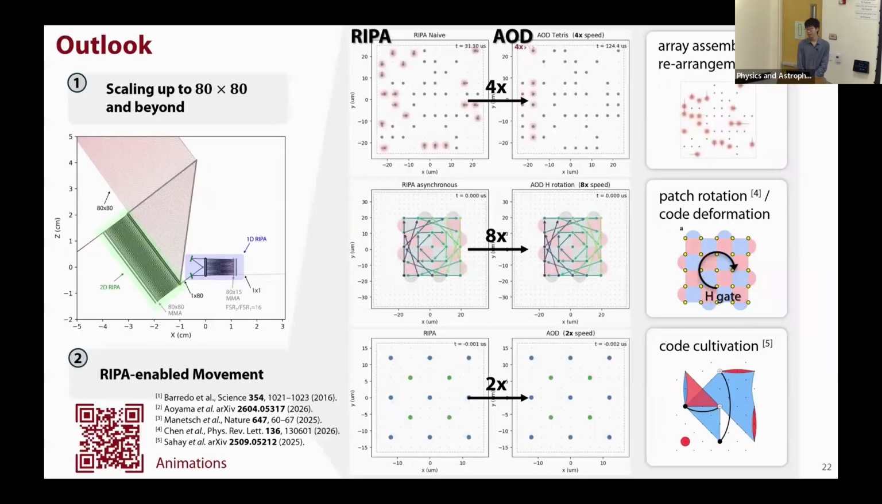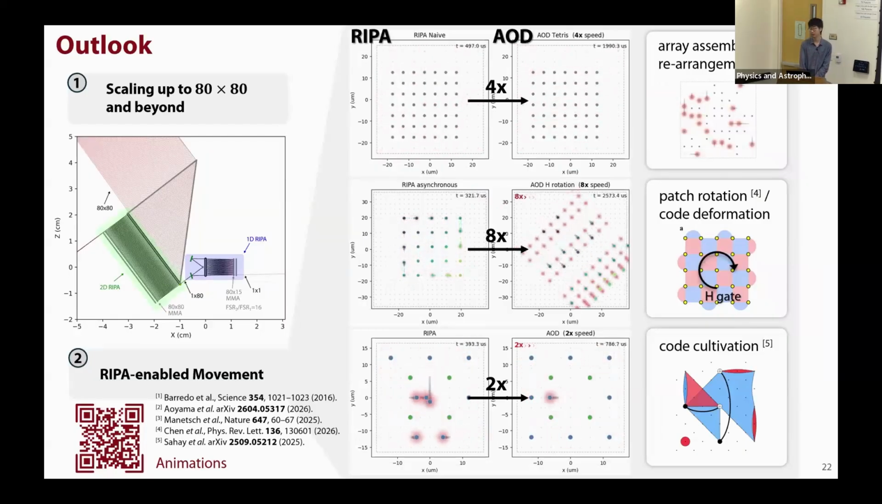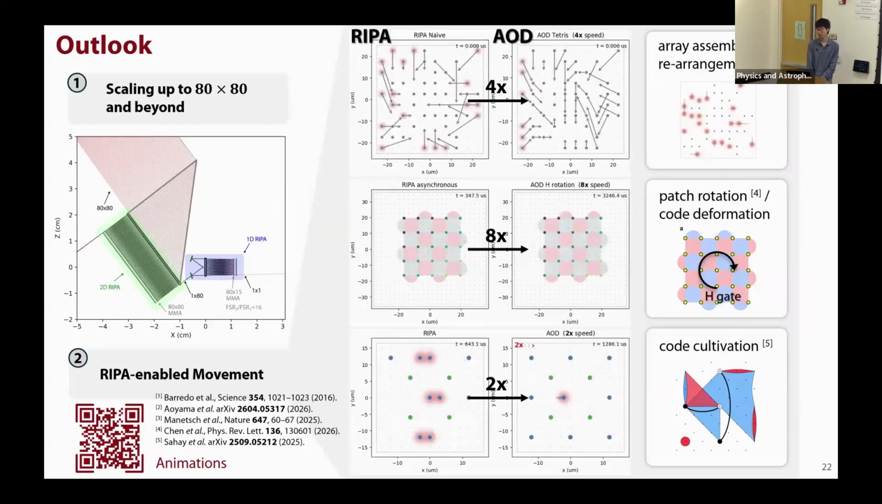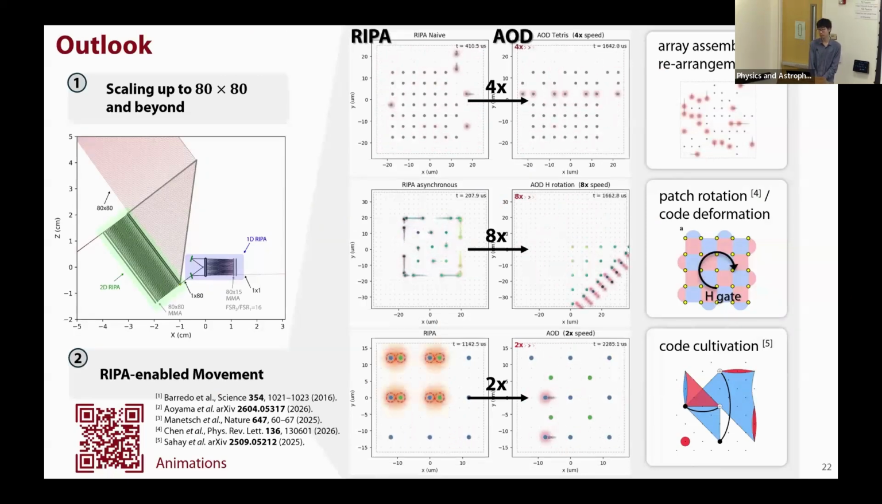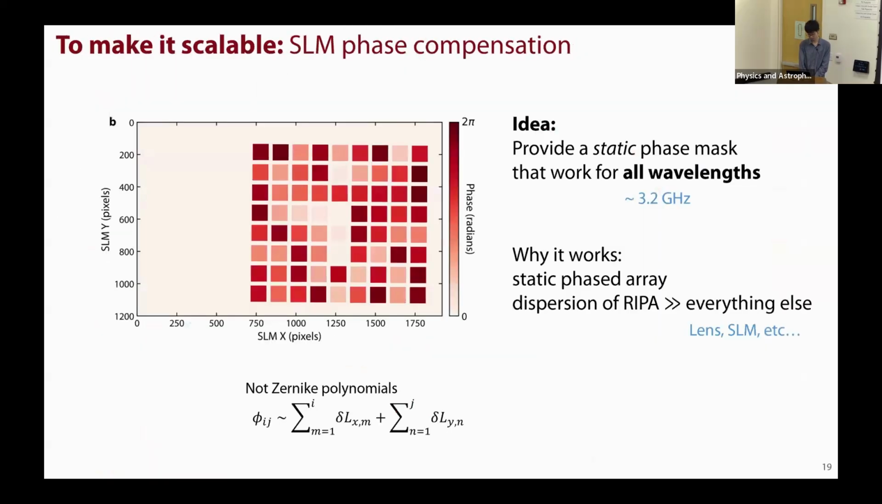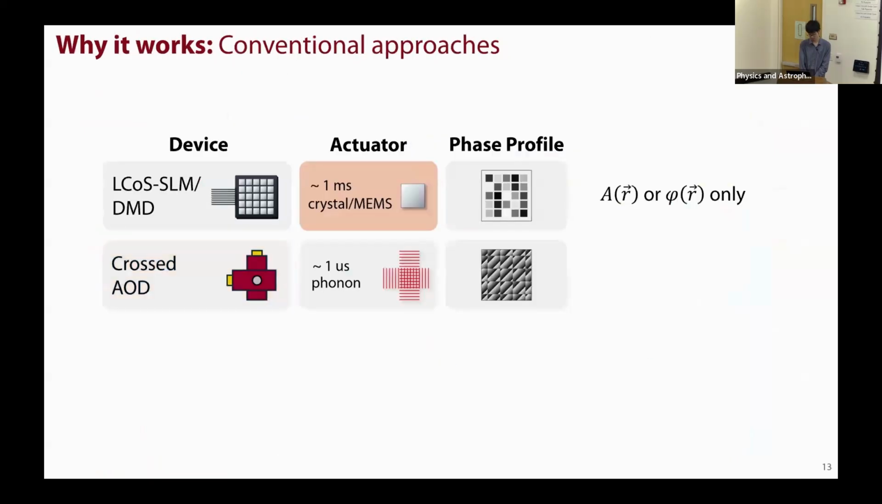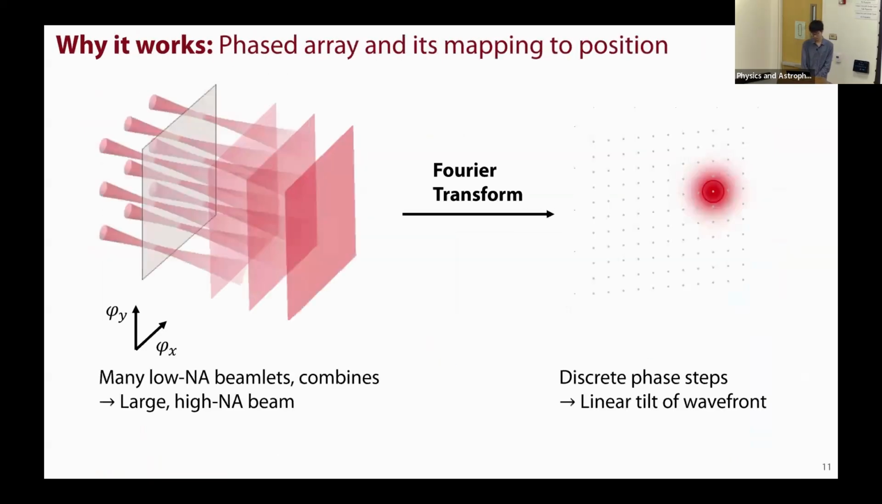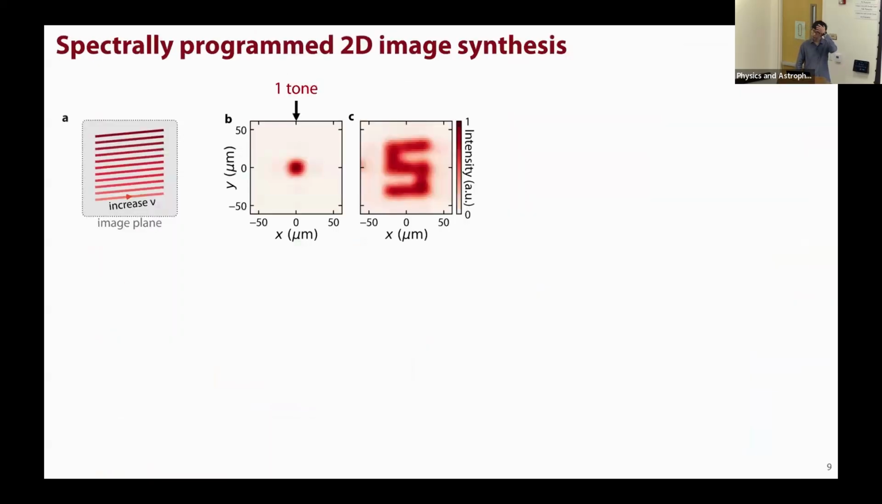Thanks. It's a very good project. I was wondering, have you actually demonstrated the diffraction limited spot generated by the RIPA? This is the first question, because from the data you show, it's actually more like a couple microns in beam spot size. Yeah, and there's also a second question.